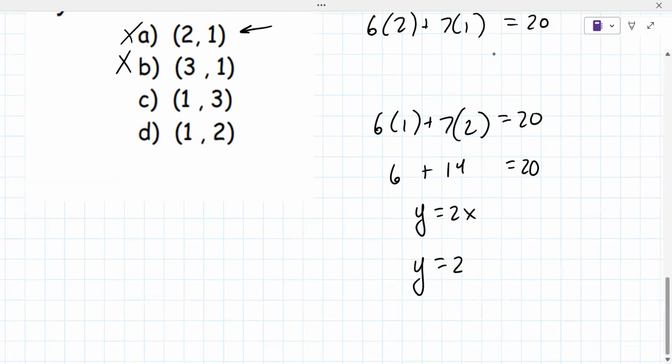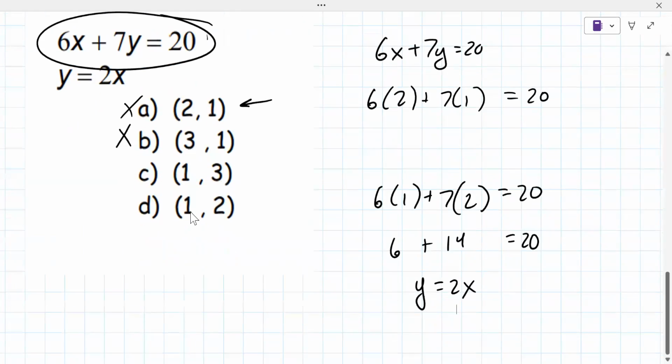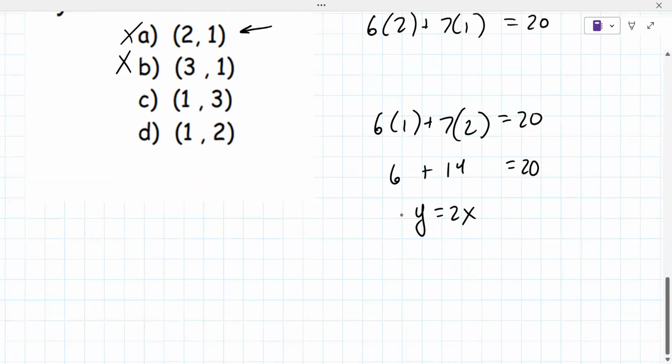So let me back up here. 2x. So now you got to try that ordered pair, and it's got to work in the other one. So is 2 equal to 2 times 1? Like, is that true? Yeah. There you have it.